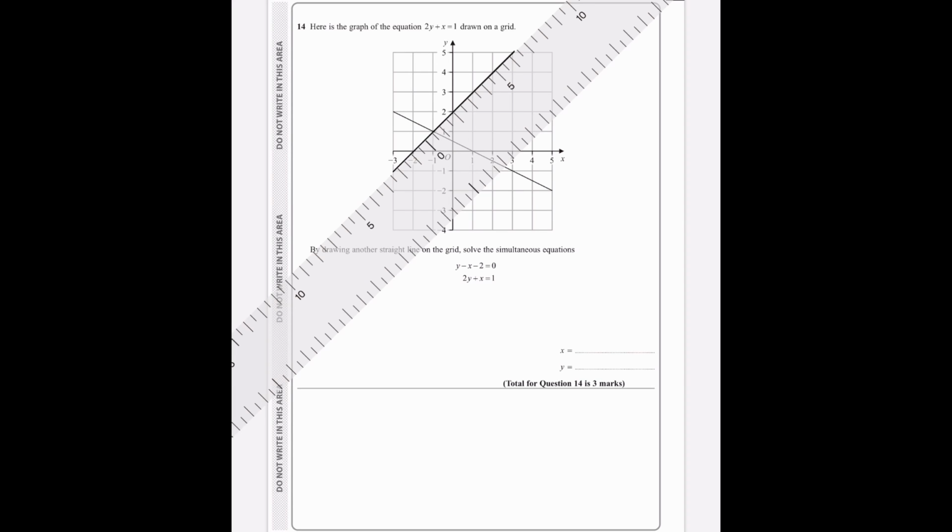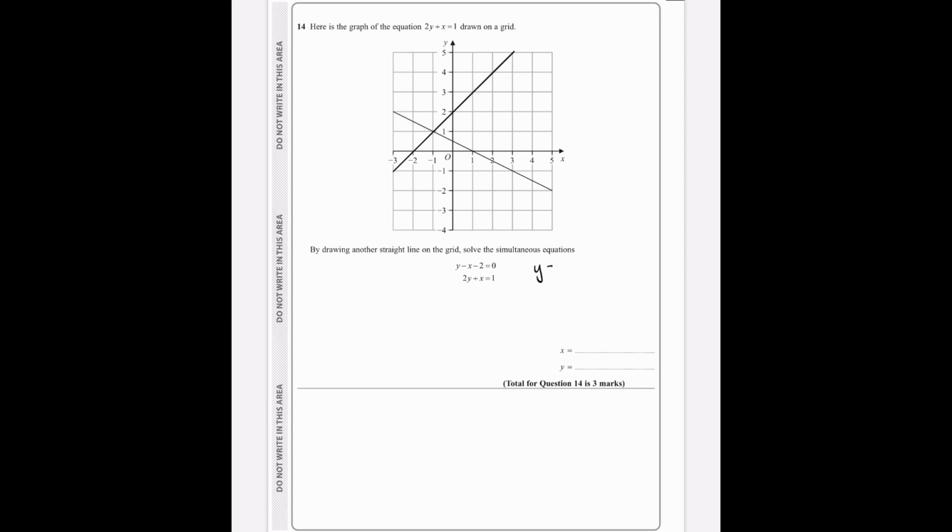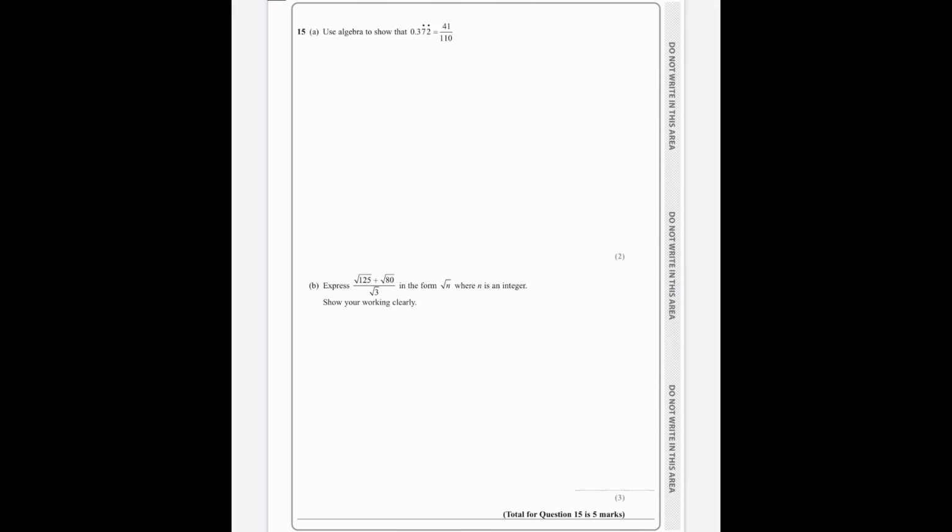Question 14, we can rearrange the top equation to y equals x plus 2. I have miswritten that as 2x plus 2, but I've drawn the correct line that intersects at minus 1, 1, which is the correct answer for that one.